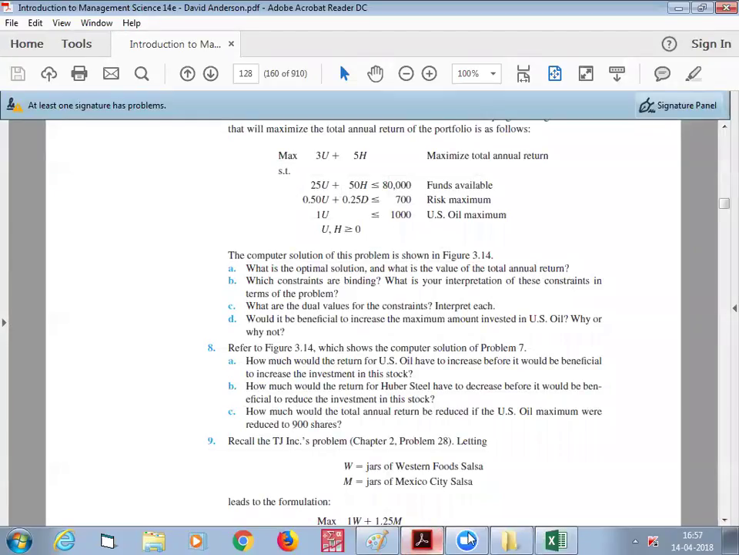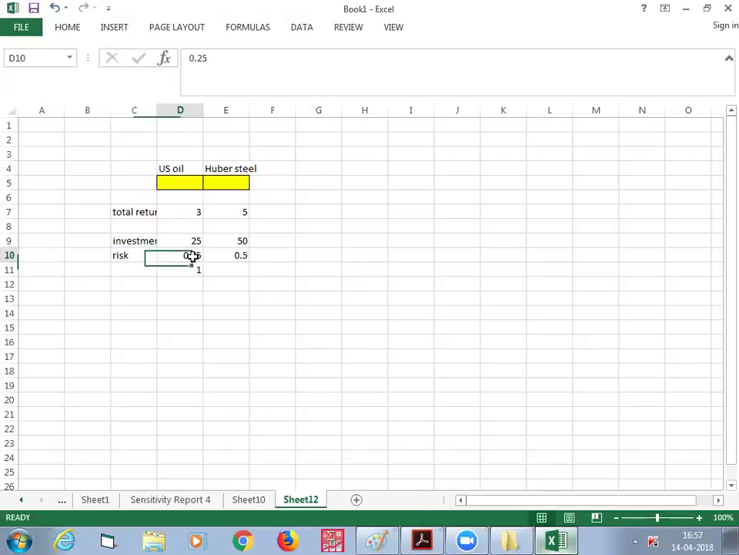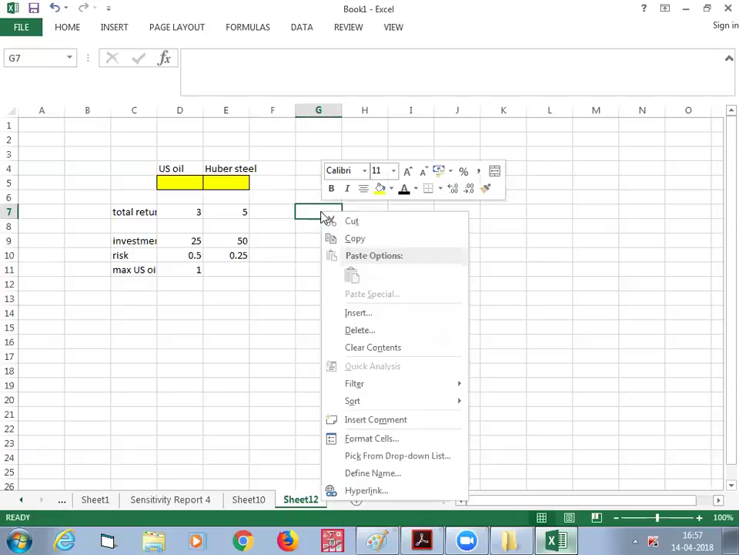Oh, I see. US oil. Oh, 0.5 and 0.25. Sorry. Yes. Okay. And maximum US oil is, no, that's the, okay.